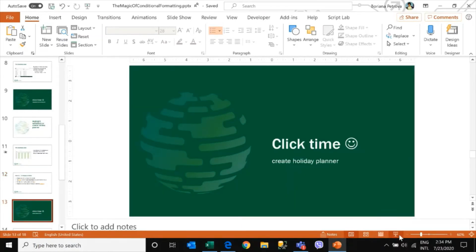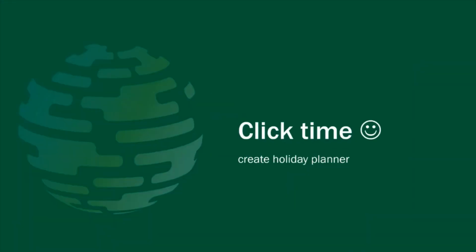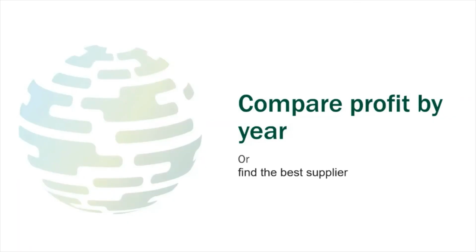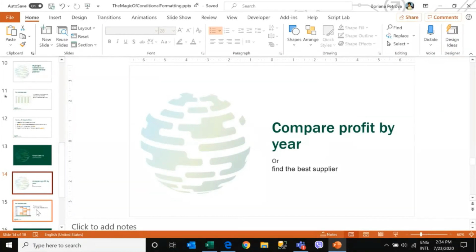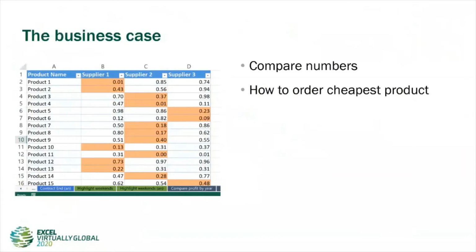Okay, so let's go back and see what happened. Okay, my last example: how to compare profit by year, or how to find the best supplier. And here the idea is almost the same in both examples, because we are using a similar function. Sorry, there is one more slide.